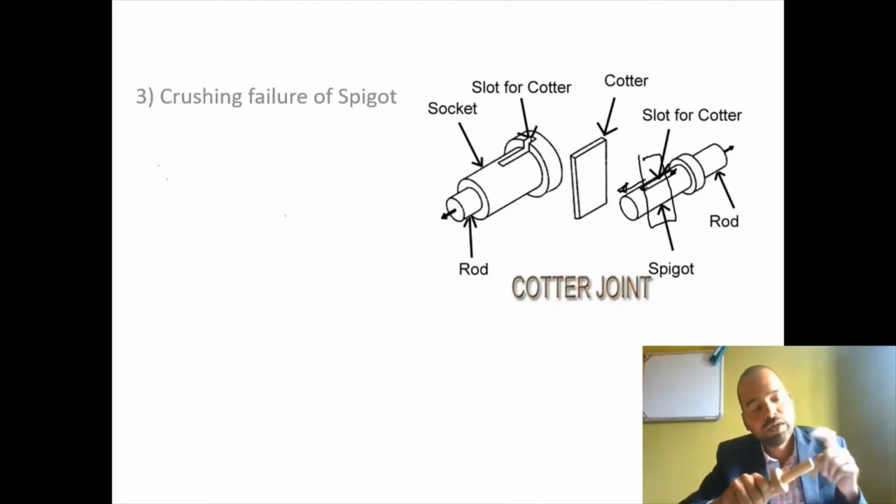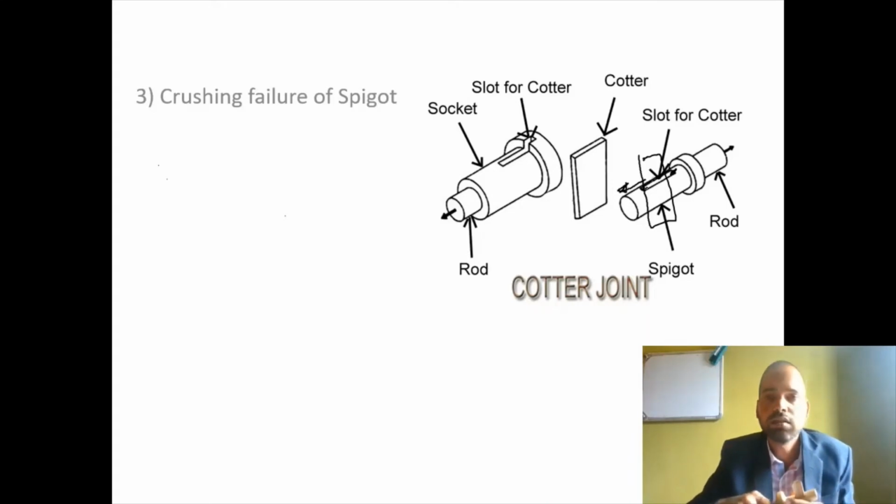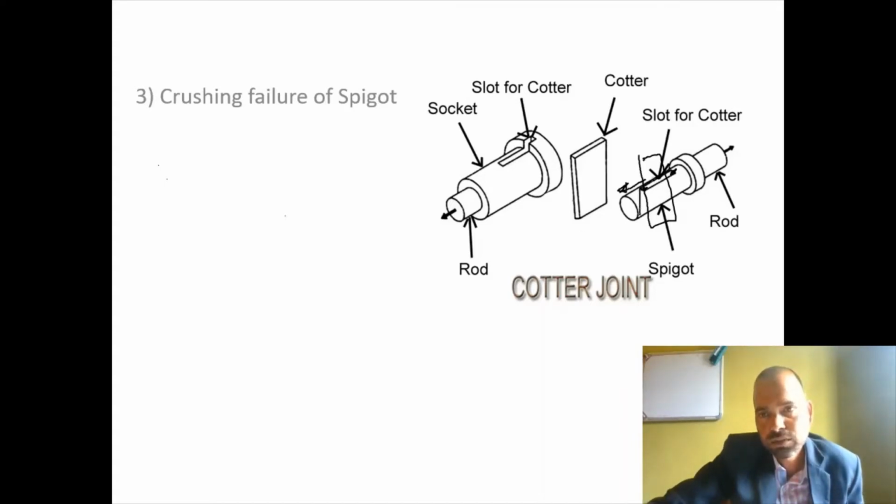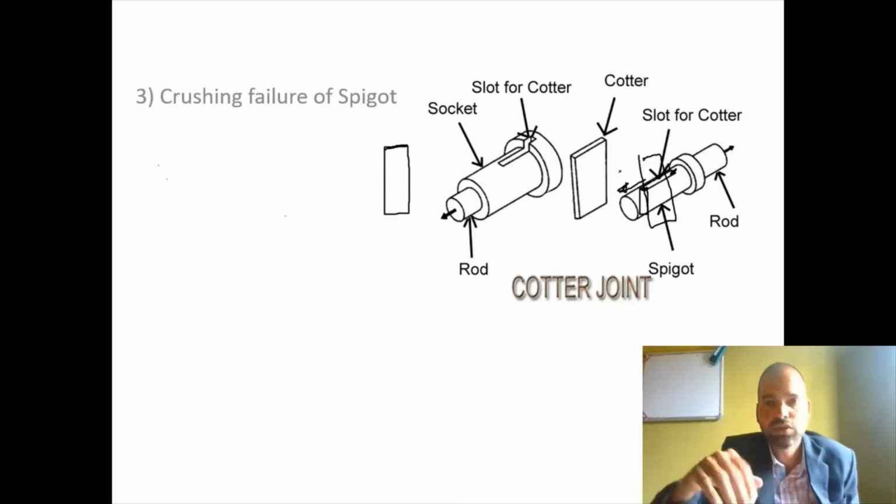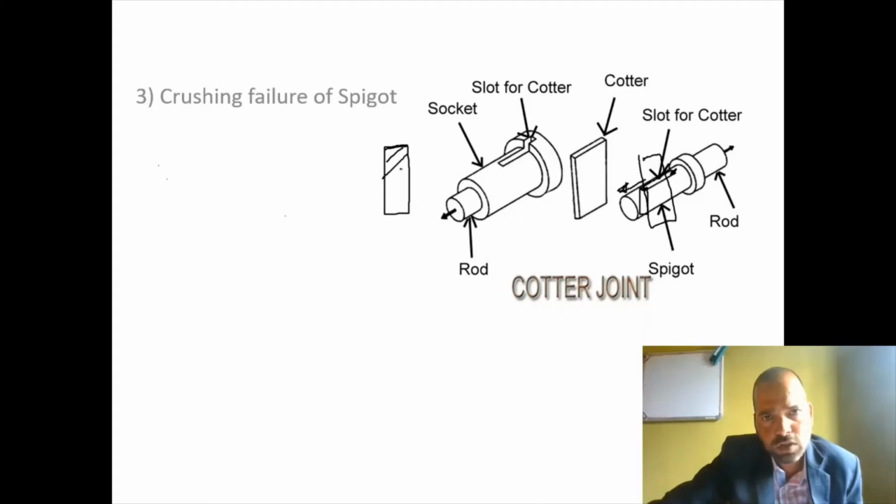So the vice versa, right? This slot will try to crush the cotter, or the cotter will try to crush the slot. So what will be the area subjected to the crushing? The area subjected to crushing will be the area of the slot. So how will that cross section look which is subjected to crushing? This will be equivalent to the area under crushing. So this cotter will try to crush the slot, or the slot will try to crush the cotter. So what is the area of that cotter, or area of the slot? This cross section indicates the point where the failure will take place.